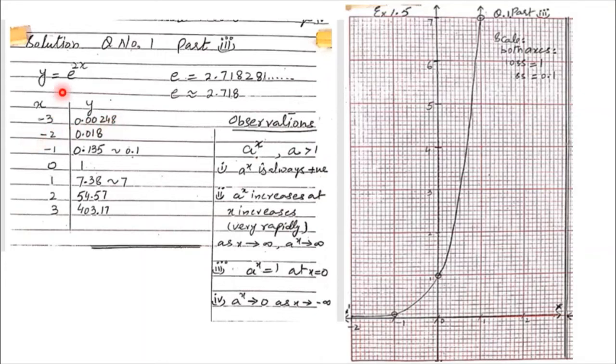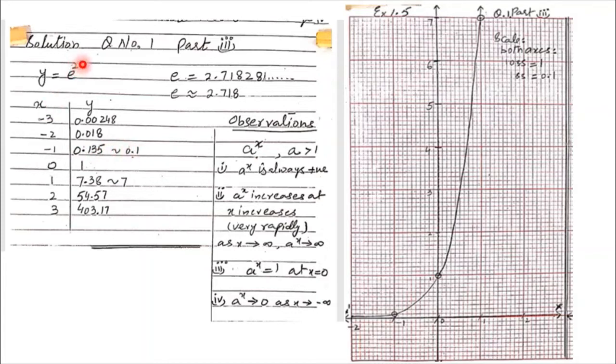I will have to take a very large scale. Then at x equals to -2, we get e raised to power -4. Use this value of e in calculator and you will get the value as 0.018. Then at x equals to -1, you will get e raised to power -2. Using this value of e, you will get 0.135. I have approximated it as 0.1.